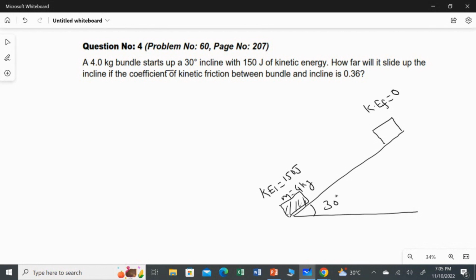Now I have to draw the free body diagram, so better I use the color pen, so you will get a clear idea. Why do I have to draw the free body diagram? Because you are going to find something, because the coefficient of kinetic friction is given. So first of all, we have to identify our free body diagram.